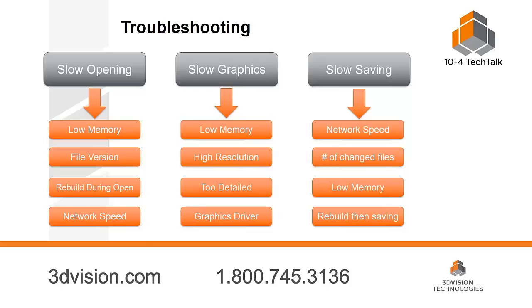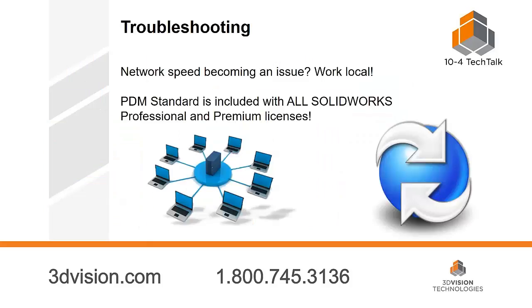And then if you're having slow saving, you're going to want to look at, again, your network speed. How many files are you changing in that assembly? If you're changing everything and then saving it, that's going to slow down the saving process. So maybe only do things in chunks as you go. You could be running out of memory, again, so RAM. And then you could be rebuilding and then saving, which, again, is going to slow down the process because you're waiting for that rebuild. Again, that's an option inside SOLIDWORKS.